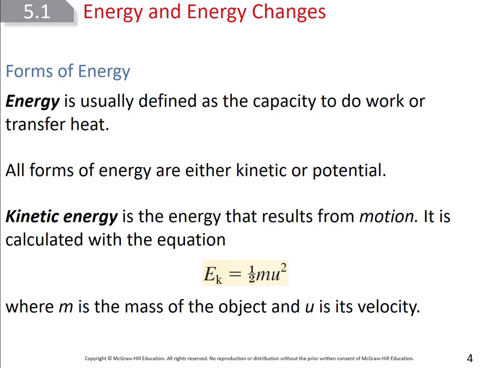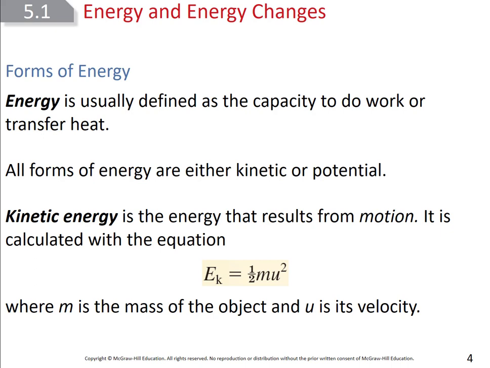So this equation is energy, and the subscript K stands for kinetic, is 1/2 mu squared, where m is the mass of the object and u is its velocity. If you took a physics class, they probably had a v instead of a u. It's the exact same equation used the exact same way. It's just our textbook uses a u for velocity.